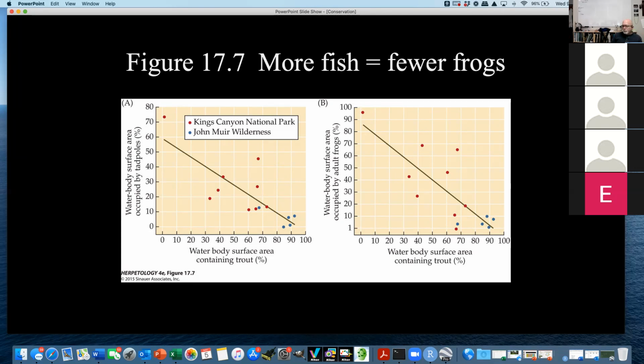These bullfrogs are big enough that they can eat smaller species of frogs, and they also serve not only as a source of predation, but also a source of competition.